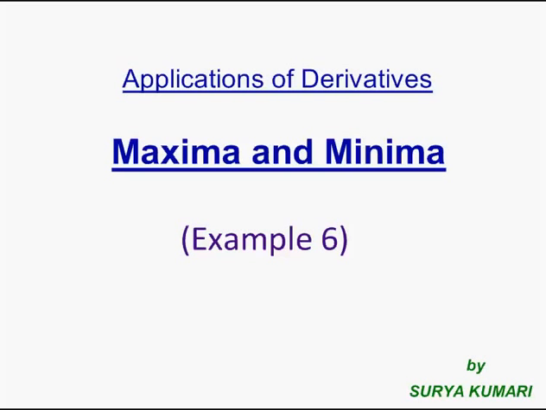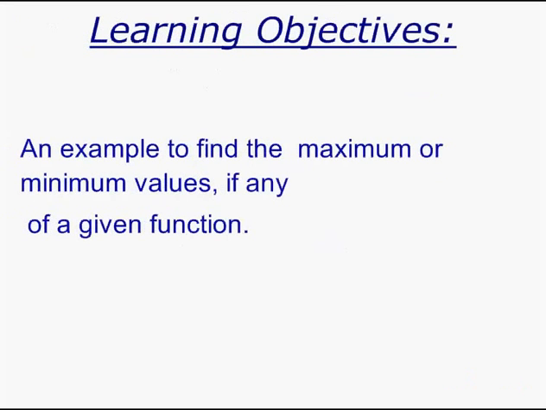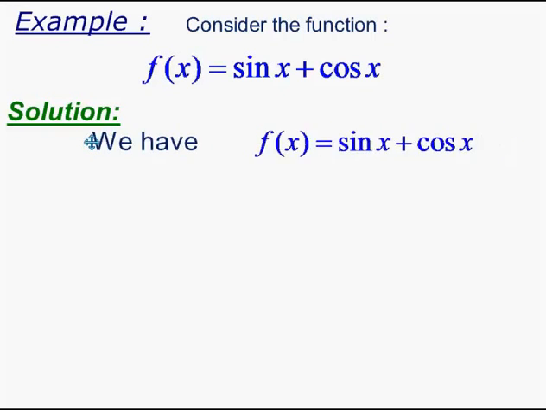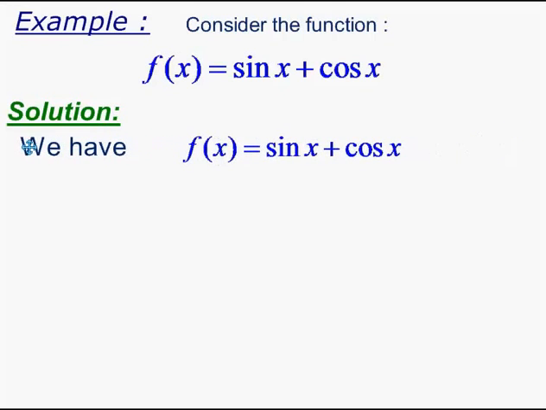In this lecture, we will be discussing one more example to find the maximum or minimum values, if any, of a given function. The function given here is f of x is equal to sin x plus cos x. So note that this function is a sum of two trigonometric functions, that is sin x and cos x.